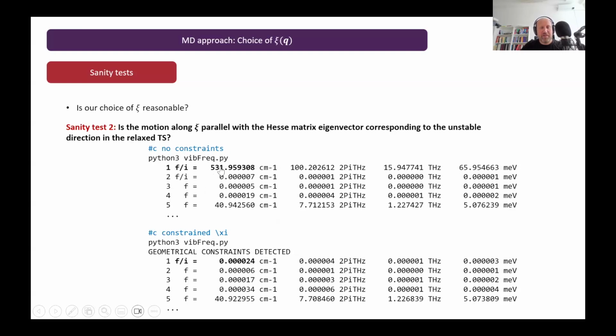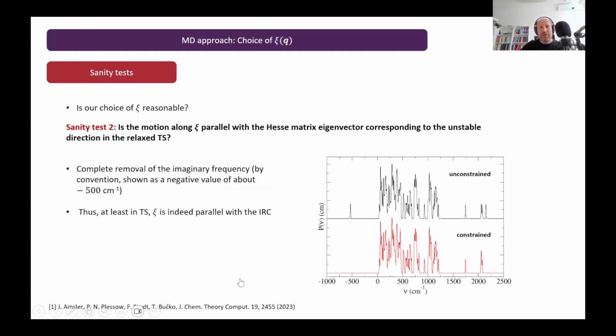This is the transition state. So I have 1 imaginary and 3 vanishing frequencies. And this is the same for the constraint system. So here you see the program detected the constraint, but the imaginary frequency that was originally there now vanished. So I have just 4 vanishing frequencies.